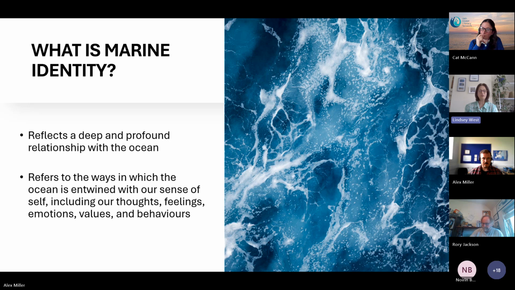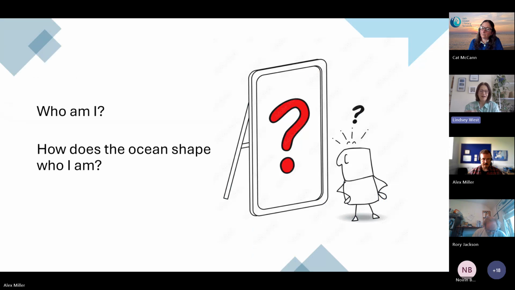And that's because at the center of marine identity is the self concept. As I said, that relationship between the self and the ocean. So marine identity really understands how people perceive themselves in relation to the ocean. Alex, could you go to the next slide, please? And so therefore, it is the answer to the questions, who am I? And how does the ocean shape who I am? And obviously, the answers to these questions can be very emotionally significant. And so therefore, when we talk about marine identity, we really do reflect a lot on the emotional side and the emotional connection to the ocean.